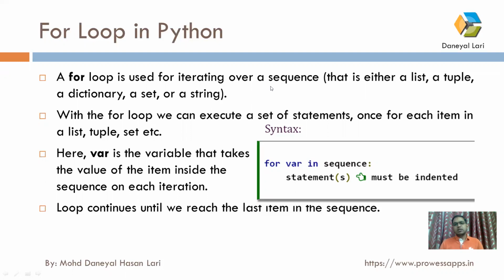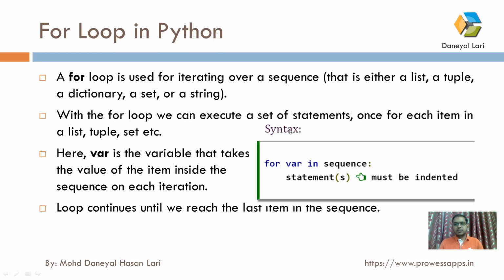It doesn't matter how you are getting the sequence. If you have a sequence, then you can use it with the for loop. With the for loop, we can execute a set of statements, one for each item in a list, tuple, set, or we can say the sequence. So if you have a number of statements under the control of the loop, you can execute those statements for every item in that sequence. So what is meant by this? I will explain with an example.